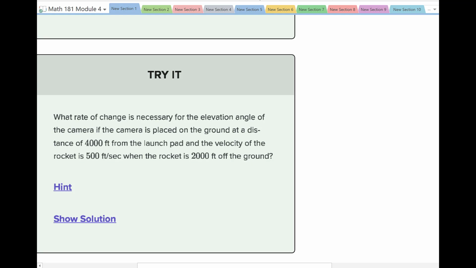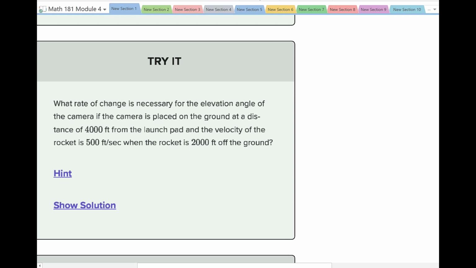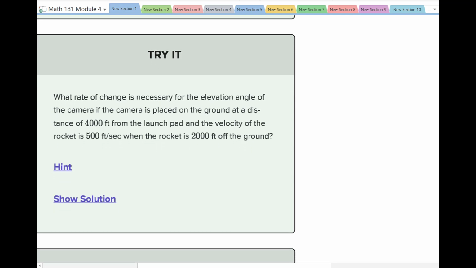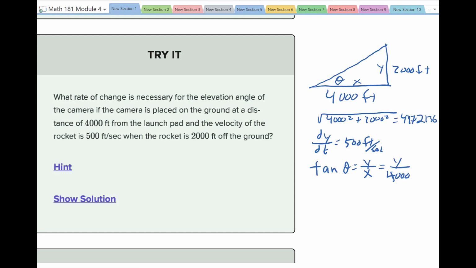What rate of change is necessary for the elevation angle of the camera if the camera is placed on the ground at a distance of 4,000 feet from the launch pad and the velocity of the rocket is... So, I drew the little triangle here. The camera is placed at a distance of 4,000 feet from the launch pad, and so our rocket is climbing at 500 feet per second when it's at 2,000 feet off the ground. So that'll be our y value, 2,000 feet.